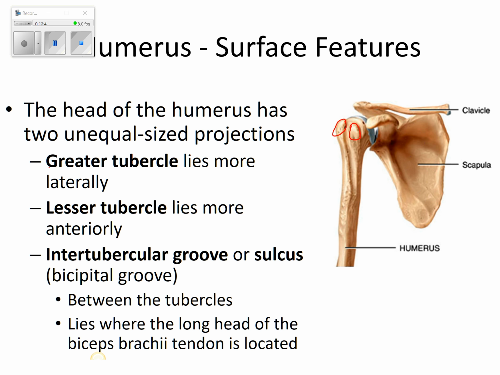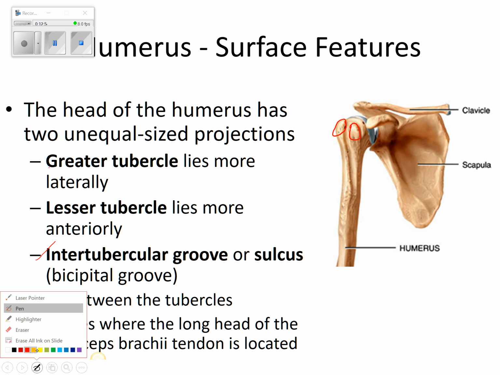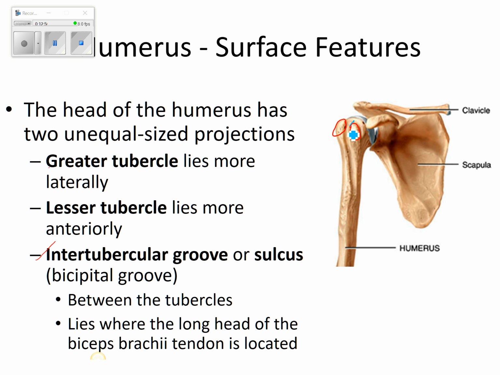Both of these, the greater tubercle and the lesser tubercle, are going to serve as an attachment point for your muscles. The intertubercular groove or sulcus, and I'll use my blue ink here, is this groove in between those two tubercles. It lies where the long head of the biceps brachii tendon, of course, is going to be located. Also, a large tendon runs along that groove that attaches the biceps brachii muscle.